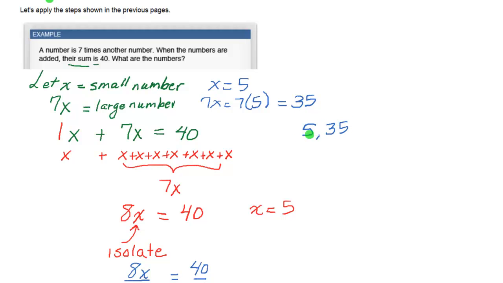And notice that when you add those two together, what do you get? Yep, you get your 40. So that checks, right? 5 plus 35 equals 40, and that checks.